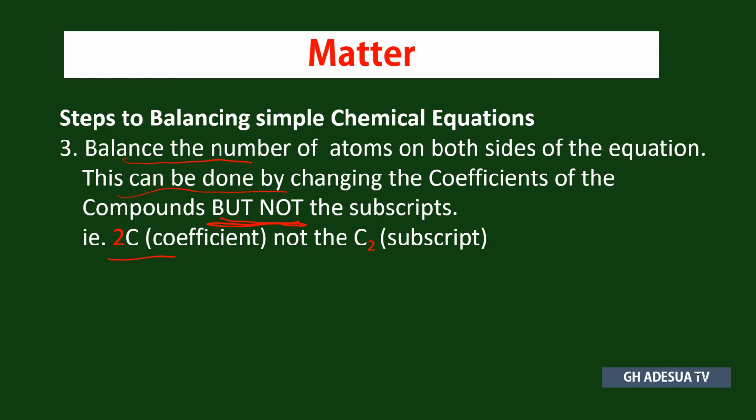And by coefficient you mean this: 2C, the 2 is a coefficient. C2, the 2 is a subscript. So you can never touch this 2 here, but you can always manipulate this one to balance your chemical reaction. So in balancing your chemical reaction or equation, after writing it out, you have to balance the number of atoms on both sides of the equation. But this can be done only by changing the coefficients. You can't touch the subscript. And please bear this in mind. Forever it remains so, even in secondary school. So bear that in mind.